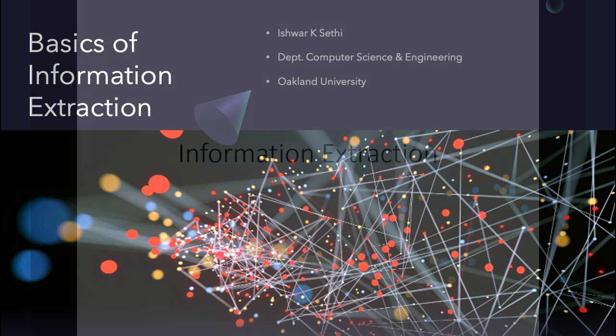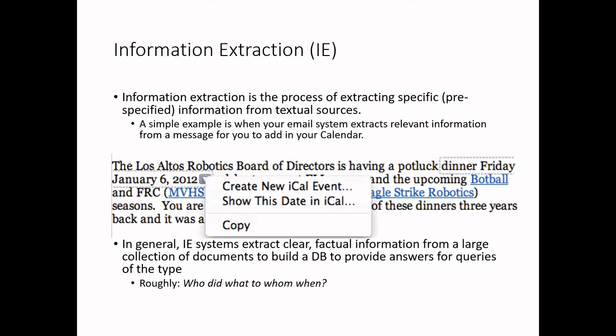Talking about text mining. And now let's look at the idea of what we mean by information extraction. Basically, this is the process of extracting specific information. And when we say specific, what I imply is that you have already predetermined what kind of information you want to collect. So it's pre-specified, predetermined information from textual sources.